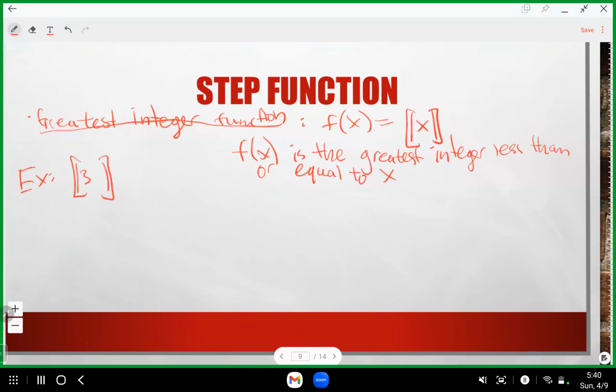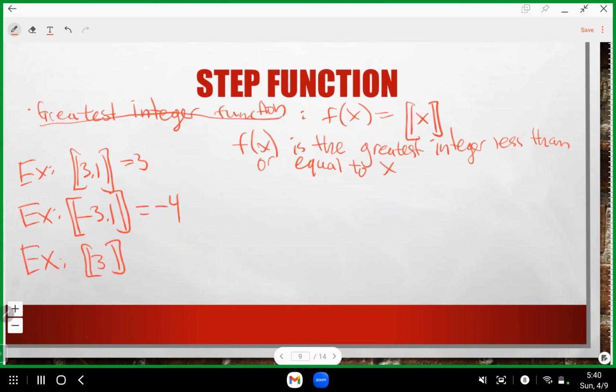What about negative 3.1? Make sure you pay close attention to this. It's actually -4 because -4 is less than -3.1. And another example is just 3. The definition tells you the greatest integer less than or equal to x. So in this case, it is just 3.